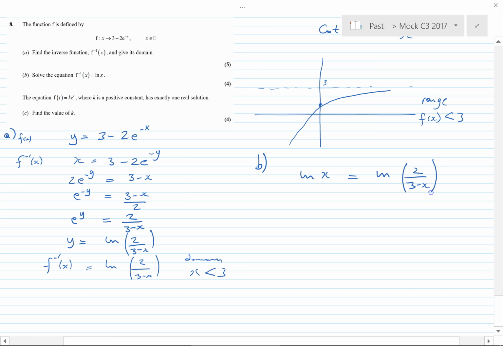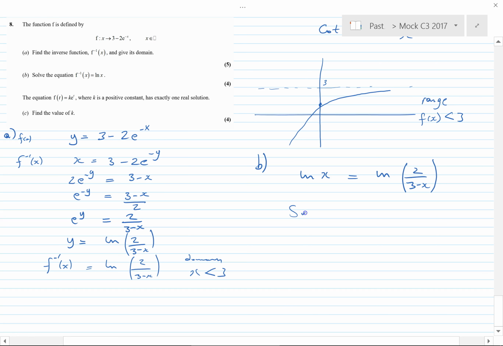Now, if these two are equal to each other, then the only way that can happen, because ln is a one-to-one function, is if this is equal to this. You couldn't deduce that for functions that are not one-to-one.